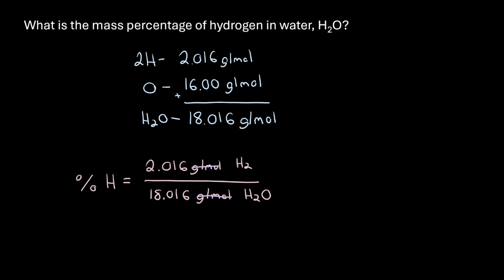And since it's in percentage, you usually multiply it by 100. And we should end up with an answer of around 11.2% H2 in terms of mass. We should end up with 11.2% hydrogen in terms of mass percentage of our H2O.